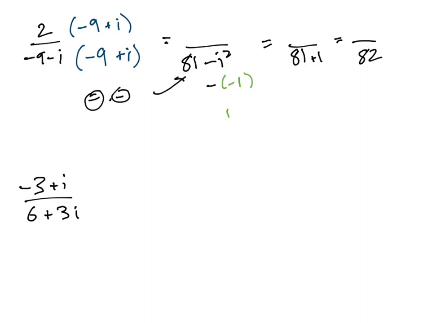In the numerator, 2 times negative 9 gives us negative 18. And 2 times i is 2i. So we've got negative 18 plus 2i all over 82. And all of these terms are even, so we can divide.